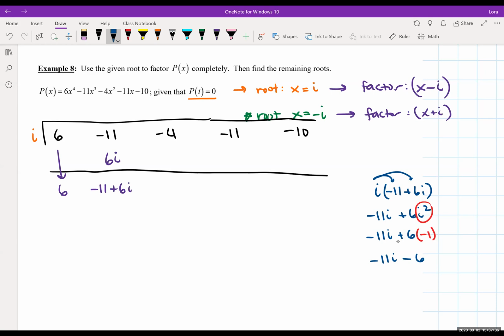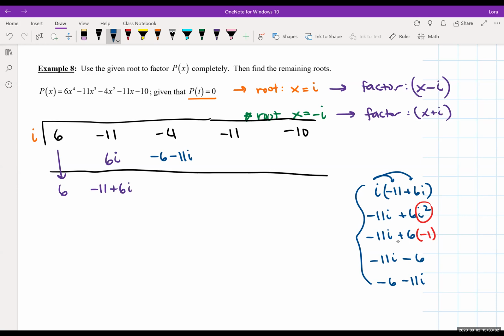And if you're trying to write it in a plus bi form, maybe you're interested in saying -6 minus 11i. It won't really matter, but I really want to make sure that when you write it, you're rewriting the result above the line. So see how many steps that took? Take your time there. It's really important that we be accurate.